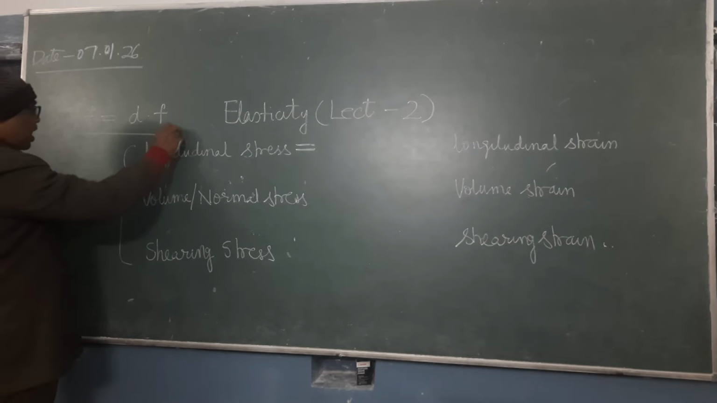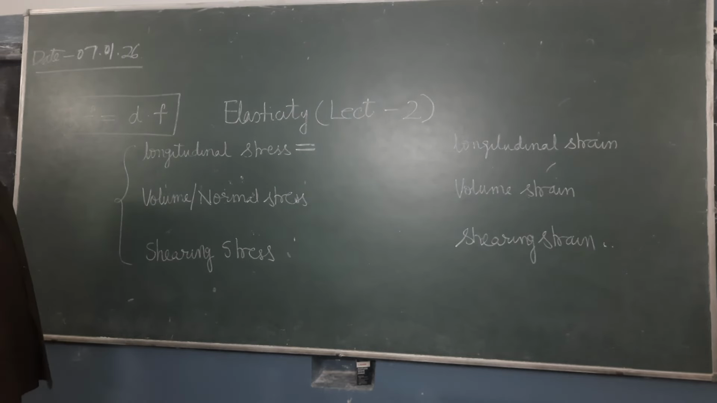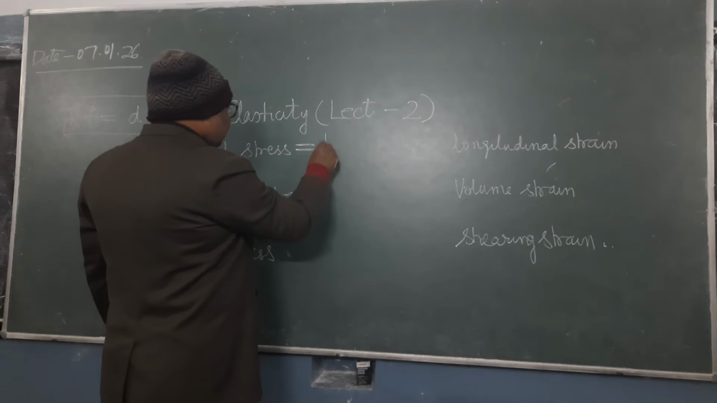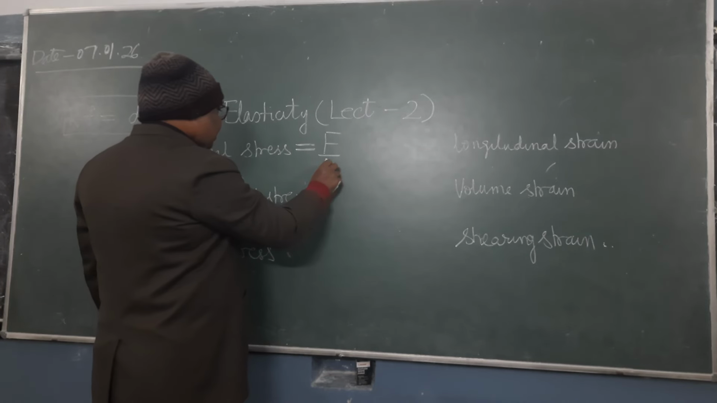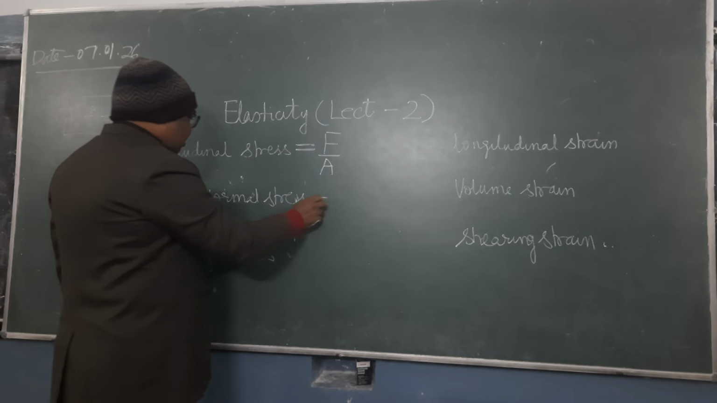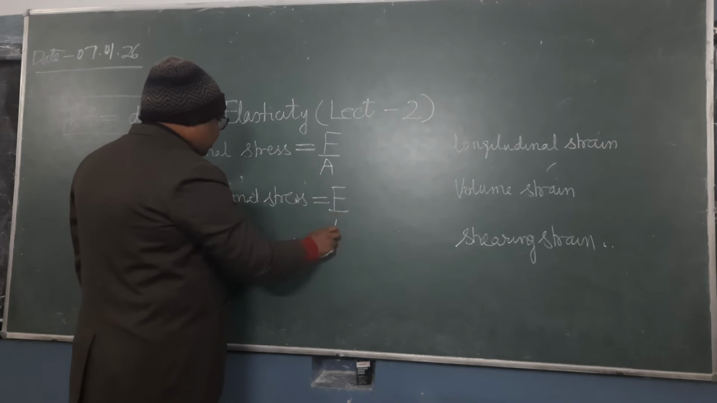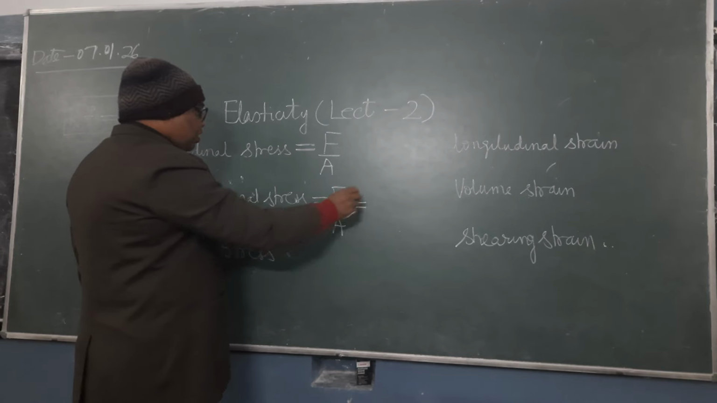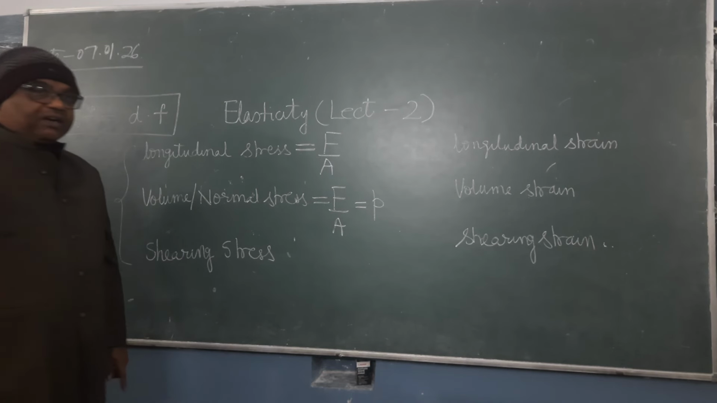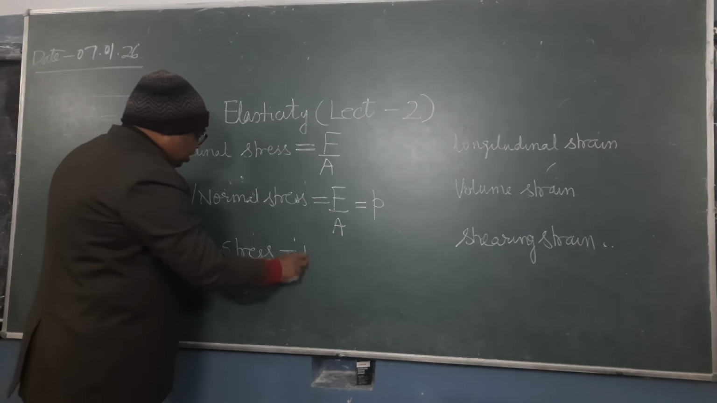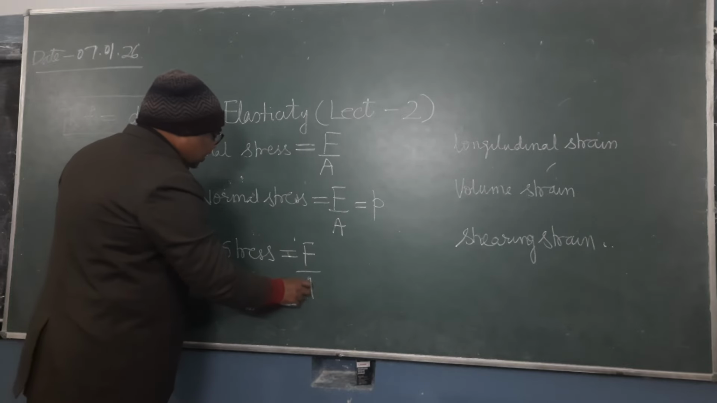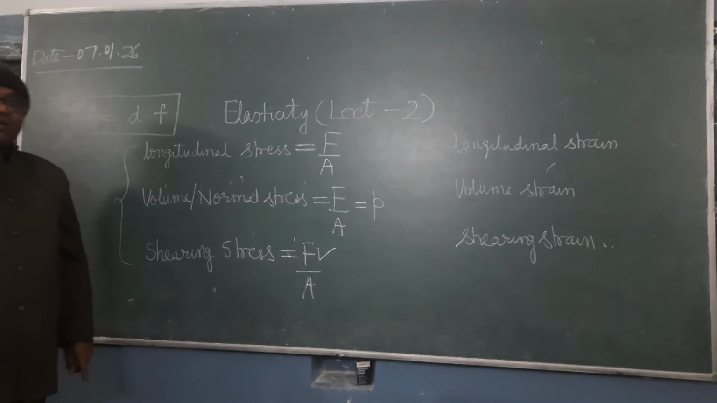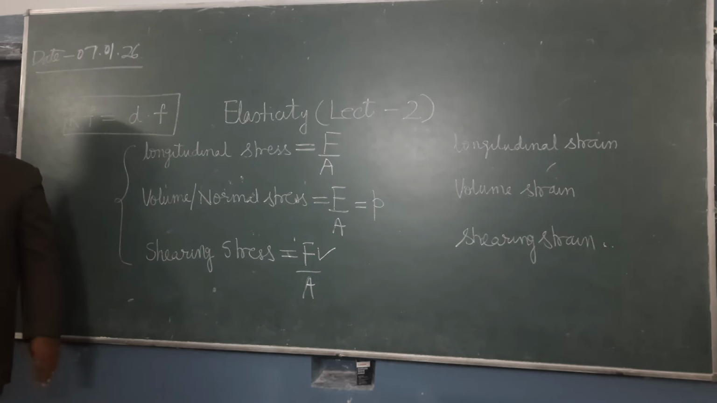So in equilibrium, restoring force is equal to deforming force. So what is the formula of longitudinal stress? Here F upon A. In every case, it will be F upon A. But here, since there is a change in volume, we write it as small p. It's clear. Here, it is also F upon A. Here the deforming force is acting tangential to the surface. Therefore, restoring force will also be tangential to the surface.